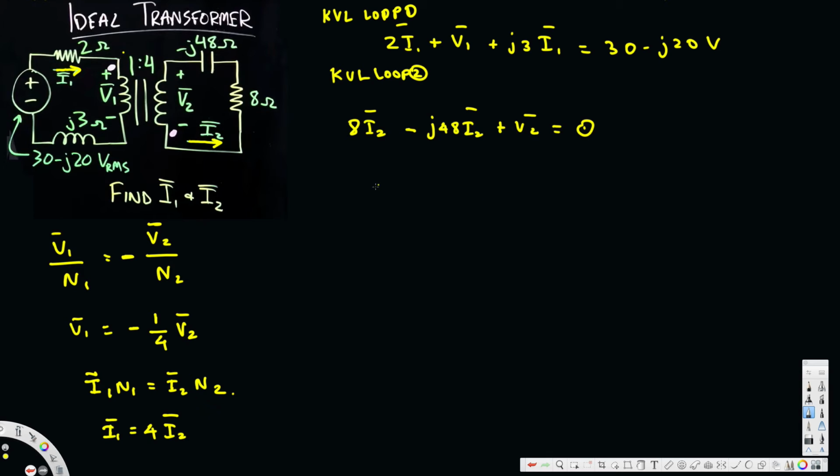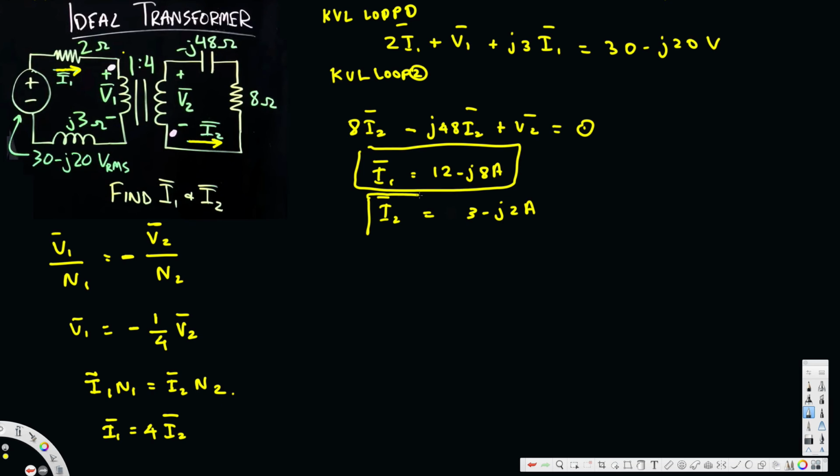Now from these equations, if you solve for I1 bar, you will end up with 12 minus J8 amperes, and if you solve for I2 bar, you will end up with 3 minus J2 amperes. The question is asking for I1 and I2. We found those, and that's how we do this kind of problem.